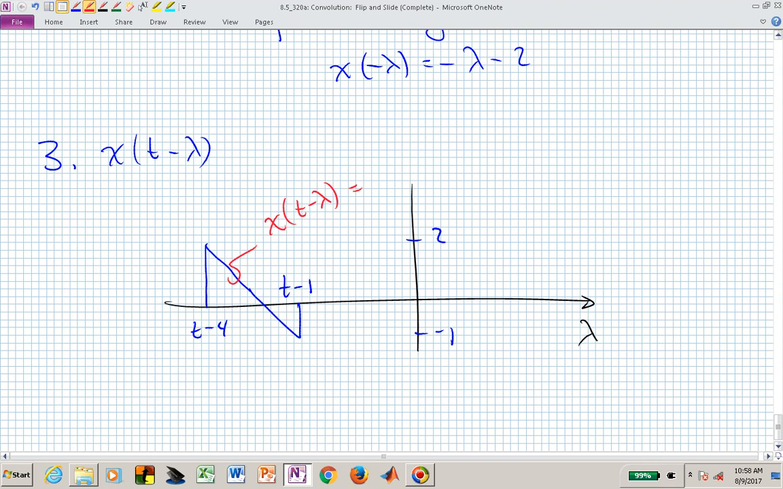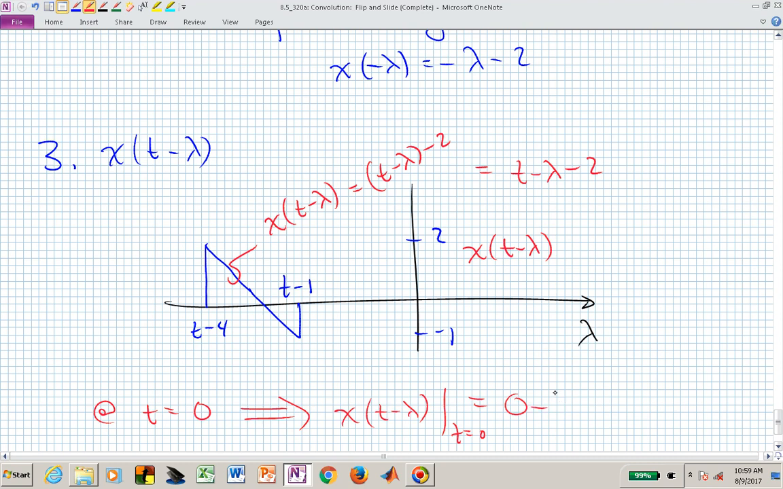So if we went back to our x of t and replaced t with t minus lambda, we would have t minus lambda minus 2, and you should be able to substitute in different values for t and lambda and end up with the appropriate functional value for x of t minus lambda. In our particular case, suppose we let t equal to 0. Then x of t minus lambda with t equal to 0 becomes 0 minus lambda minus 2, and that better look like what we would expect x of minus lambda to be.